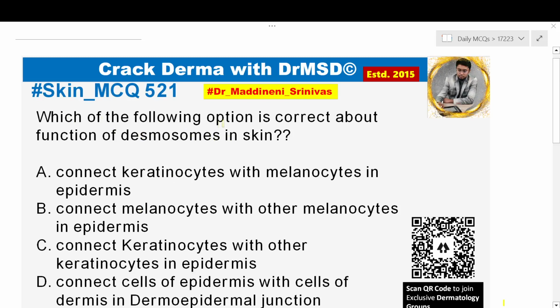Which of the following options is correct about the function of desmosomes in the skin? If you have marked option C as the answer, you are absolutely right. Desmosomes help in connecting the keratinocytes with one another in the epidermis.